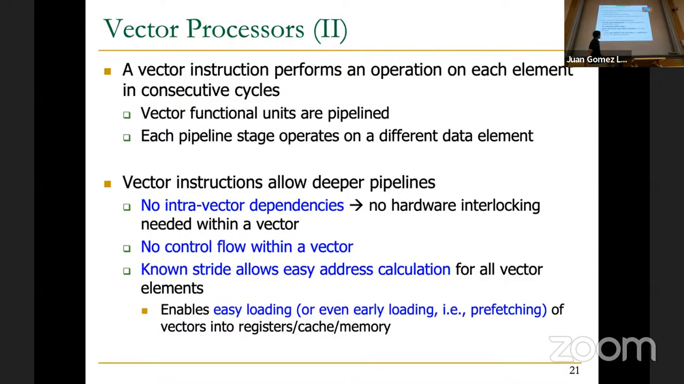So there is no control flow within a vector, and also it's easy to access memory because we have a stride. In the previous example, matrix multiplication, our stride was one, or our stride was 10. And if we know the stride, we can easily calculate the addresses that we have to access from memory, and we can even prefetch data because we know what the future accesses are going to be, right? So that's what prefetching consists of. You will probably learn more about prefetching later in this course.